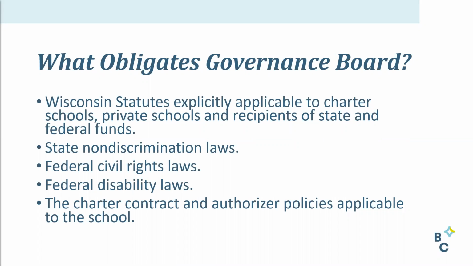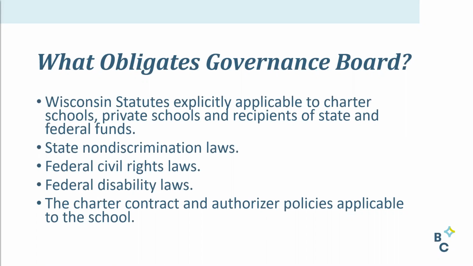So when you talk about the governance board, what obligates the governance board? Well, certainly Wisconsin statutes include obligations of a governance board that are explicitly applicable to charter schools, to private schools, and recipients of state and federal funds. You have state non-discrimination laws. You have federal civil rights laws, Title IX, Title VI, Title VII. You have federal disability laws, the Individuals with Disabilities Education Act, which is IDEA and governs special education. Section 504, which is an anti-discrimination law that requires a school to provide accommodations to an individual with a disability.